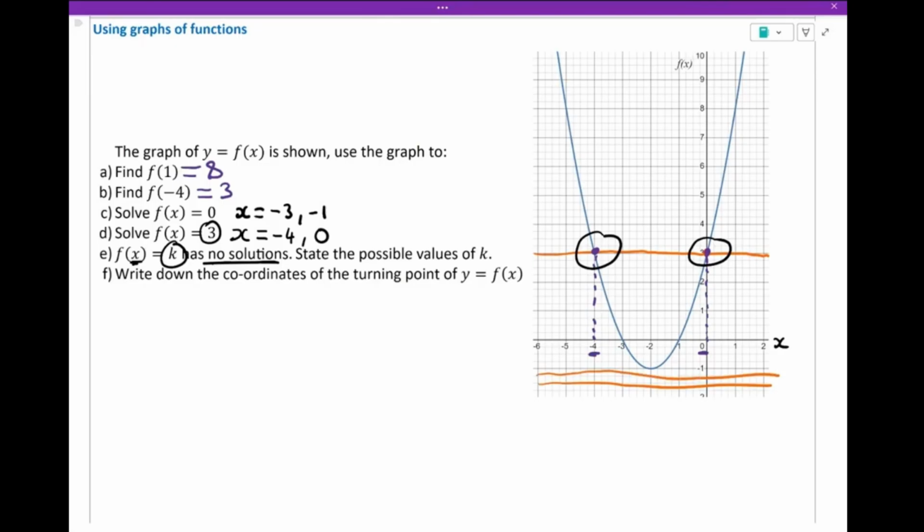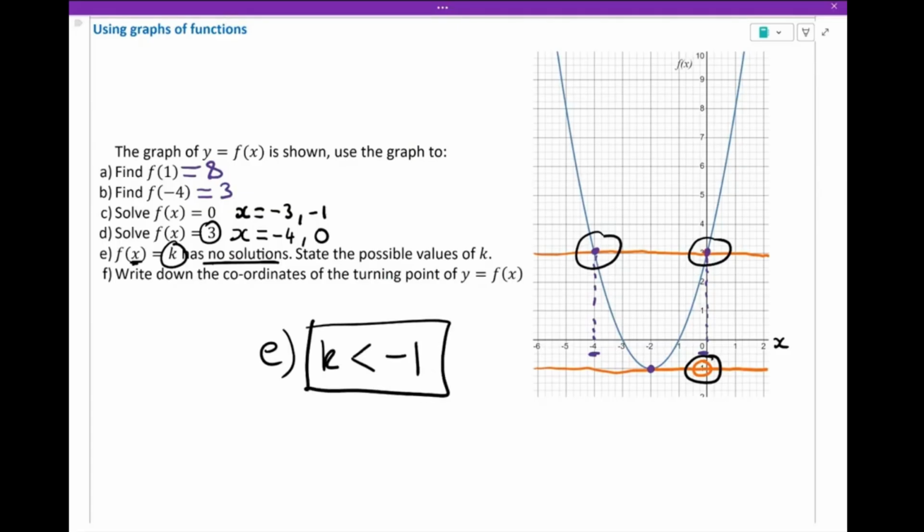So where does it start where my horizontal line will start having no solutions? Well, it starts here, okay? So at this line here, which is at -1 on my y-axis, we have one solution because we intersect here. Anywhere below this, we're going to have no solutions because we're going to have 0 points of intersection. So for part E, our value for k needs to be smaller than this one here. So k needs to be smaller than -1. Okay, so any value of k smaller than -1 gets us no solutions.